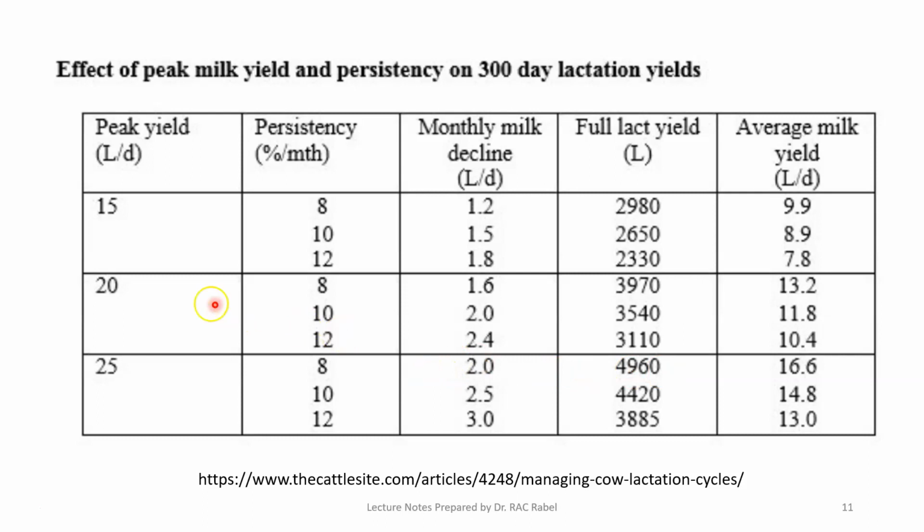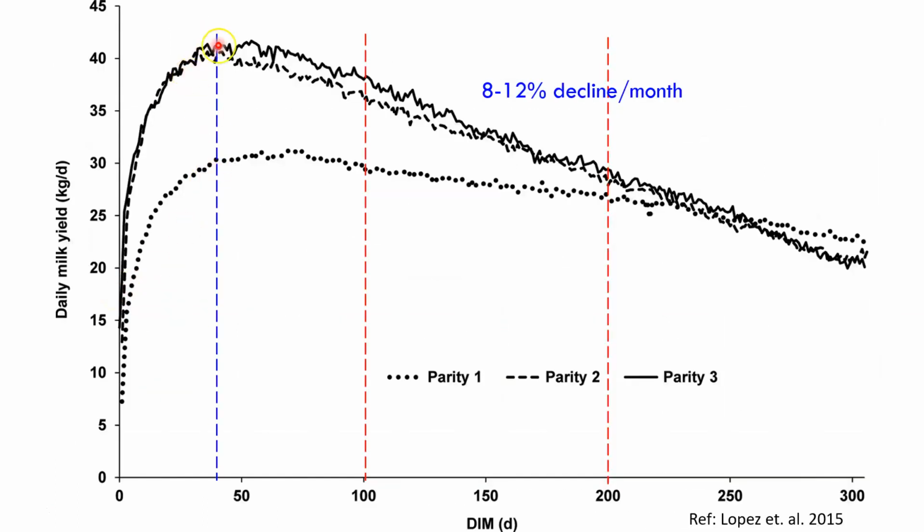Remember, sometimes when I ask people, if an animal gave 20 liters during peak lactation, what do you expect their lactation yield to be? They multiply 20 by 300, because 300 or 305 days is the usual lactation length we talk about, and they tell me 6,000 liters. No, that is incorrect. Remember, this is the peak, but either side of it is lower than that. So to multiply this by 300 is not correct.